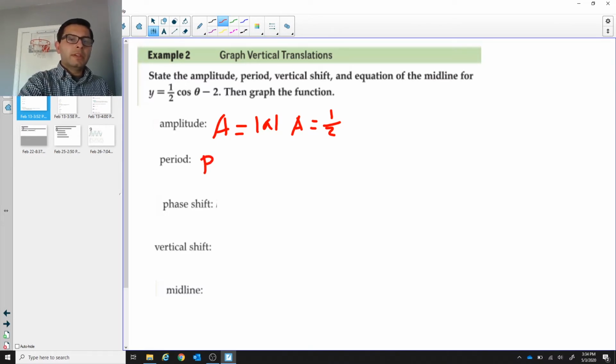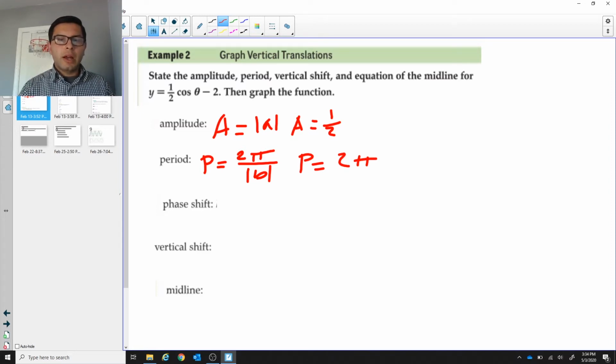Now our period is based on our b value. Specifically, our period is going to equal 2 pi divided by the absolute value of b. So what is our b value here? Well, I don't see anything multiplying directly towards the theta, so I'm going to say that the b value is 1. So in this case, my period will equal 2 pi over 1, or just 2 pi.